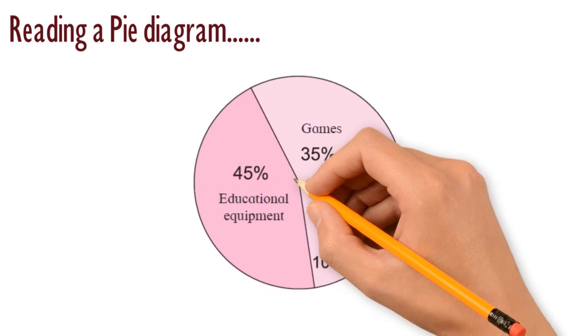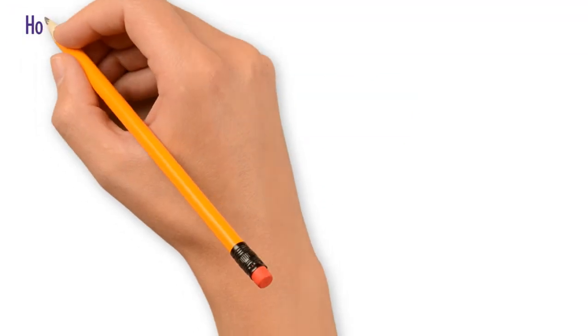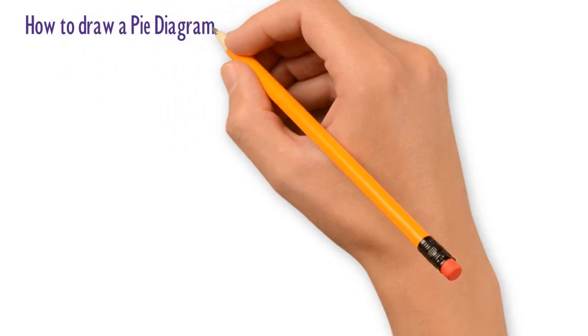Can you see this example? It shows the annual financial planning of a school. Here, 45% of the amount is reserved for educational equipment, 35% of the amount is shown for games, 10% of the amount is kept for sanitization, and 10% of the amount is reserved for environment. In this way, the pie diagram is read. Once you know how to read a pie diagram, we will learn how to draw a pie diagram, which is the most important part of this practice set.